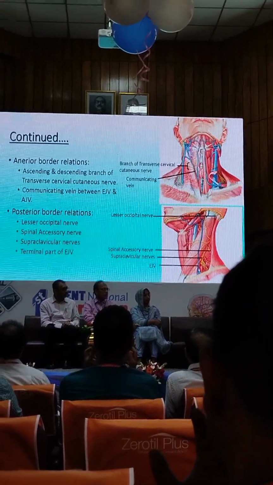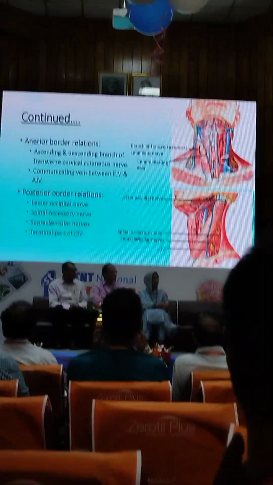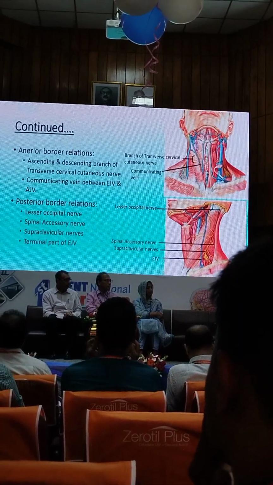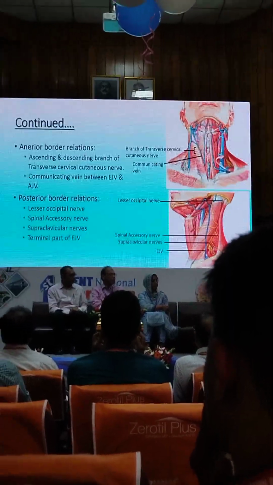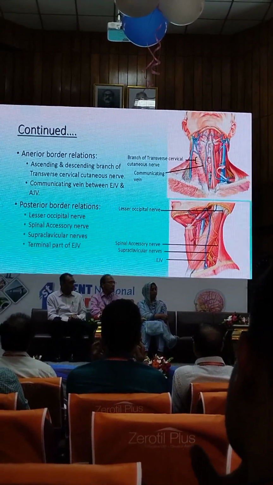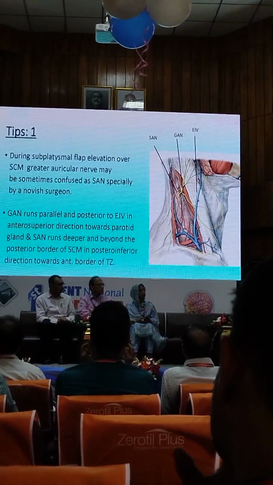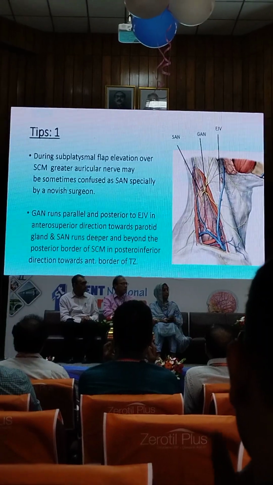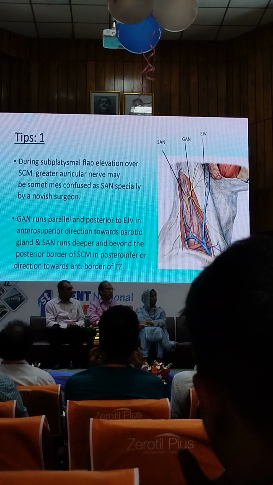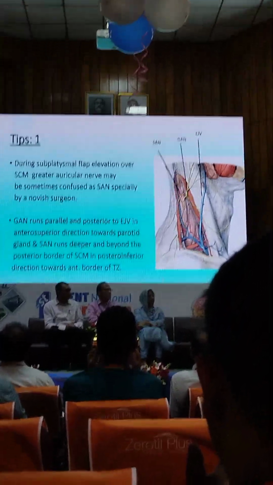The anterior border is also related to the transverse cervical cutaneous nerve and some communicating veins, and the posterior border is related to the lesser occipital nerve, the most important spinal accessory nerve, supraclavicular nerve, and external jugular vein. Now, tips for this muscle dissection: during the subplatysmal flap elevation over the sternocleidomastoid muscle, the great auricular nerve may sometimes be confused with the spinal accessory nerve.